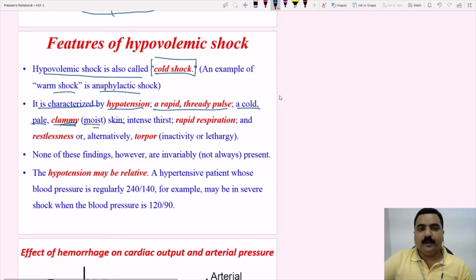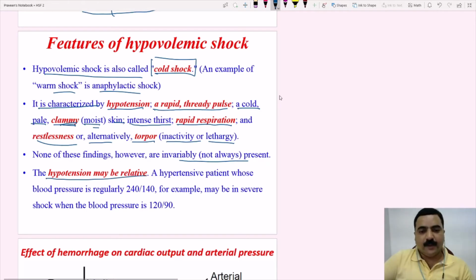Clammy means the moist skin because of the increased sympathetic stimulation, and the person will show intense thirst because the fluid has been lost. Okay, and rapid respiration to compensate for the oxygen. Okay, and restlessness. Sometimes, but it's not a must. Instead of that, sometimes some patients will show torpor, which is the inactivity or lethargy, like a tired and exhausted feeling. Okay, so none of these findings need be always present. Some of them may be there, but always there will be what? Hypotension.